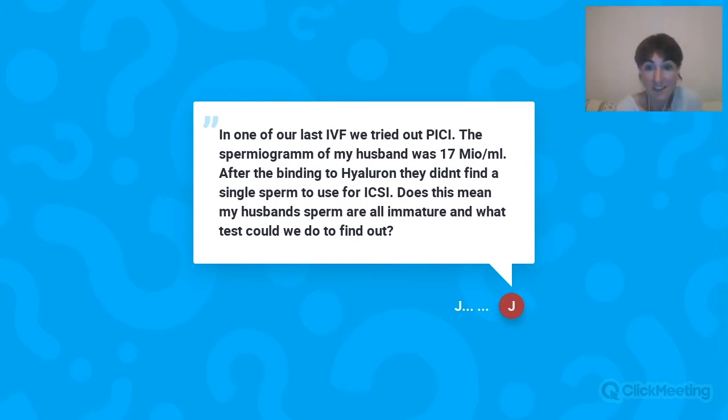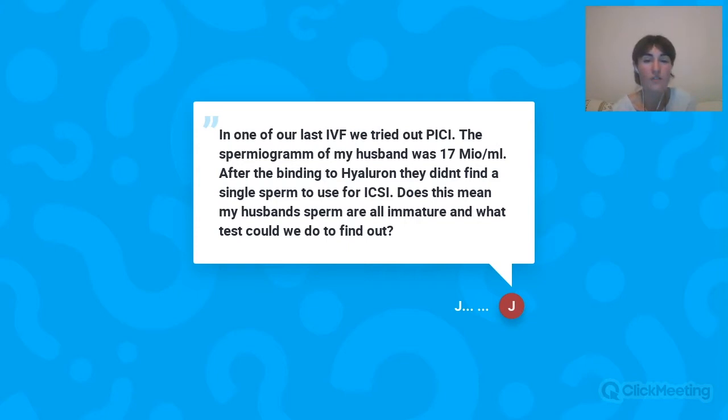Wow, it's amazing that out of 17 million per milliliter, no sperm cells could be found that were mature. There are some tests that you can perform to evaluate the molecular quality of the sperm cells. They will not exactly evaluate this, but you can perform, for example, apoptosis tests, DNA fragmentation tests. This might give you a little hint, some additional information, of what is going on molecularly inside the sperm cells.